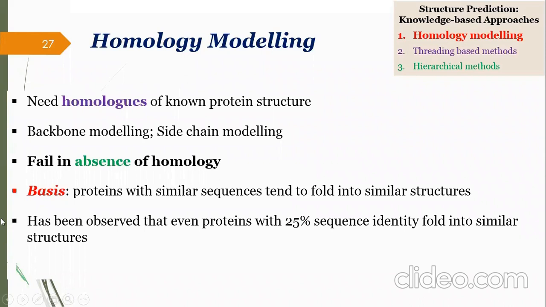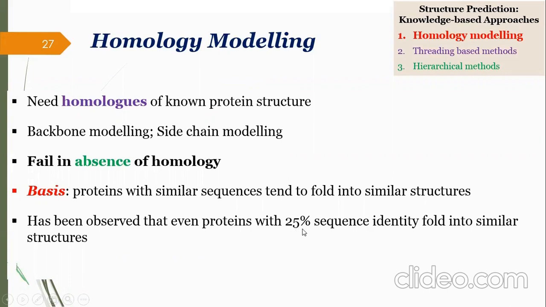The basis is that proteins with similar sequences tend to fold into similar structures. Actually, this is the principle of homology modeling. So similar sequences will have similar structures. It has been observed that even proteins with 25% identity fold into similar structures. You already know how to determine the identities.